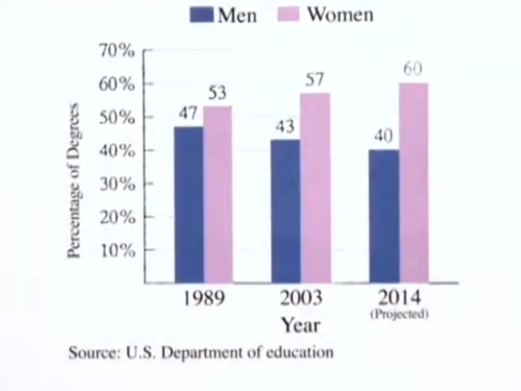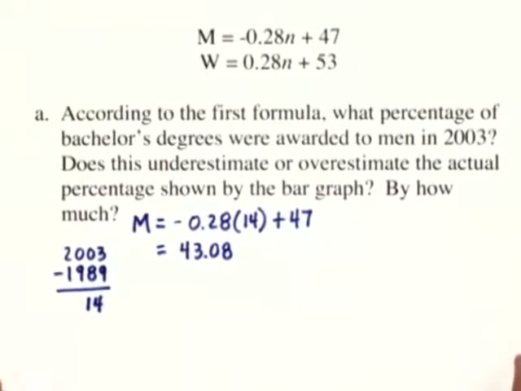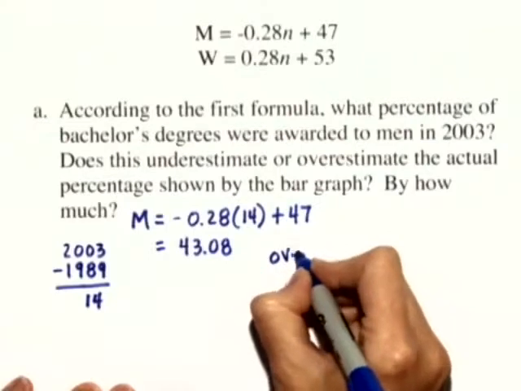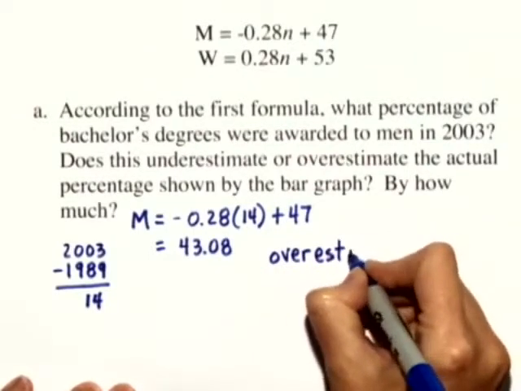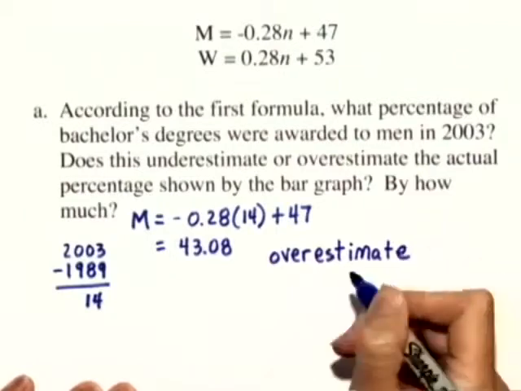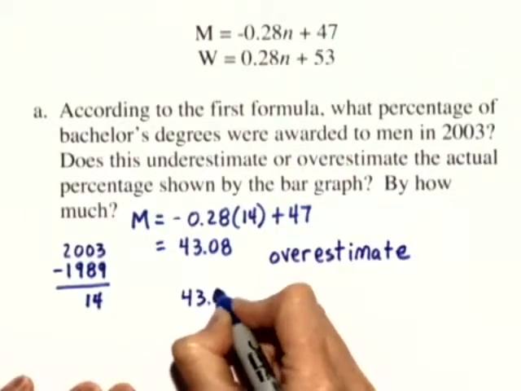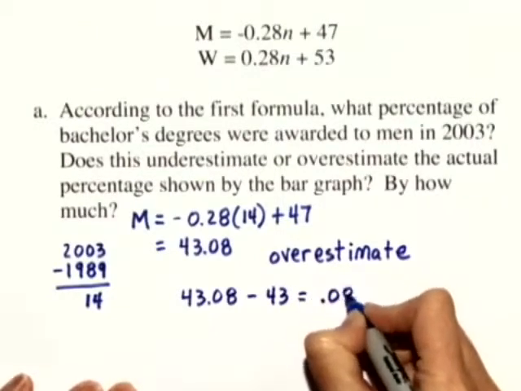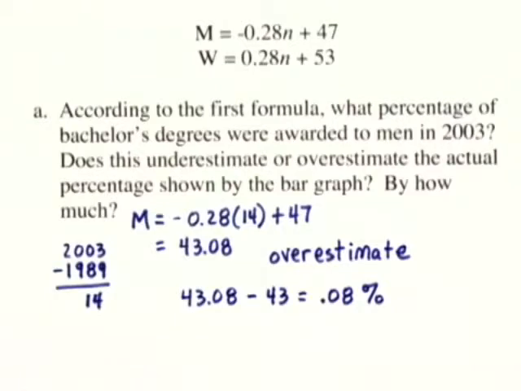The bar graph shows in 2003, men is represented by the blue bar, that exactly 43% of degrees were awarded to men. In our answer, we got 43.08%. So we have just a slight overestimate. And by how much? Well, 43.08 minus 43 is just 0.08% of an overestimate.